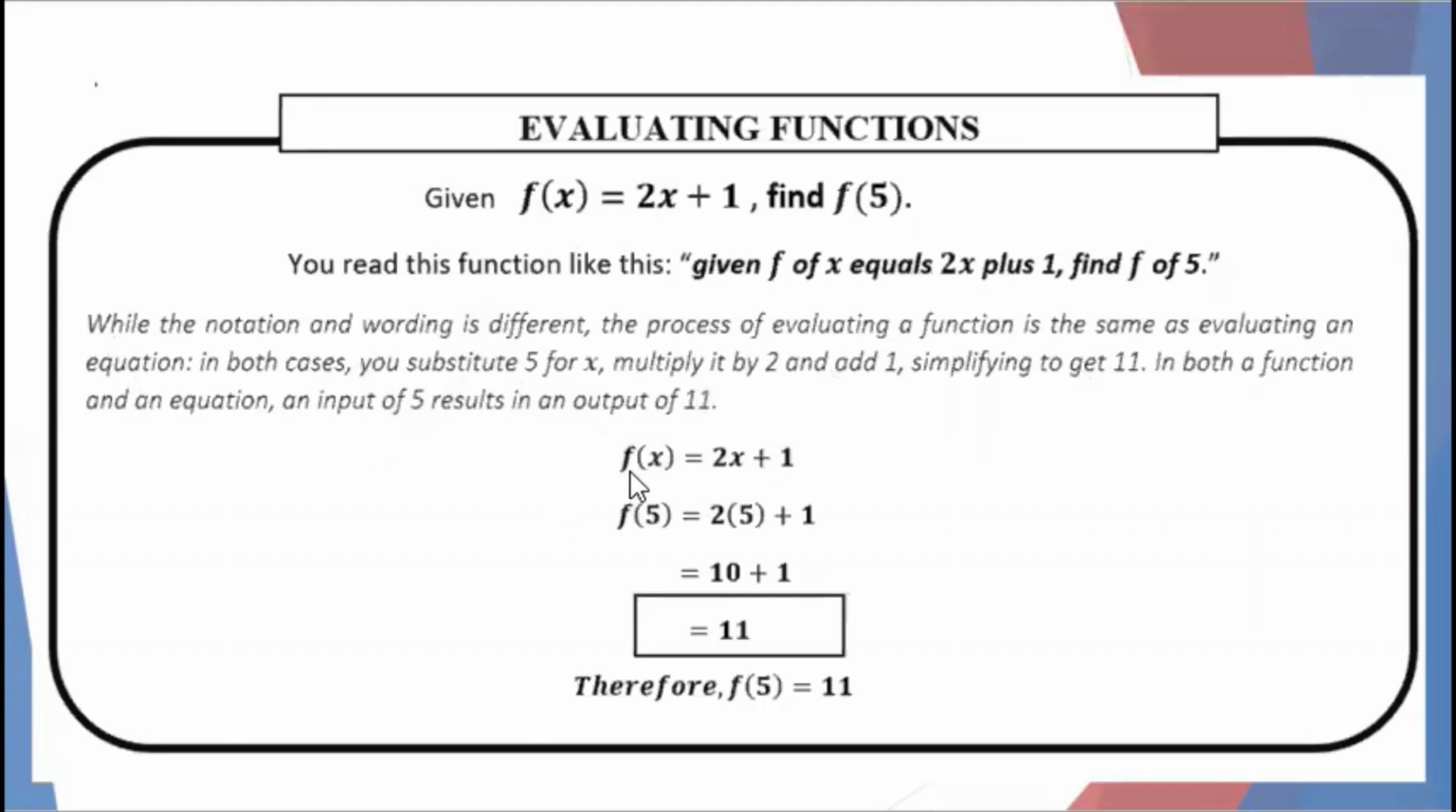So we have this process: f of x equals 2x plus 1. You substitute x by 5, so you have f of 5 equals 2 times 5 plus 1. Evaluating 2 times 5, you will get 10. Then you add 1, and it will result in 11. Therefore, f of 5 is 11. Let me now discuss how to apply this concept in an equation.